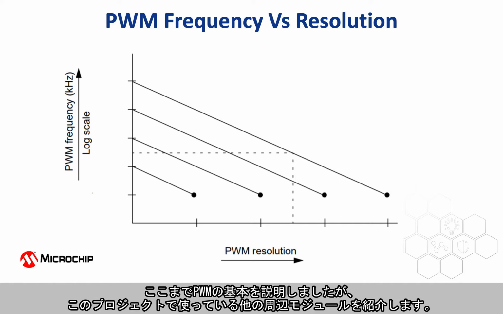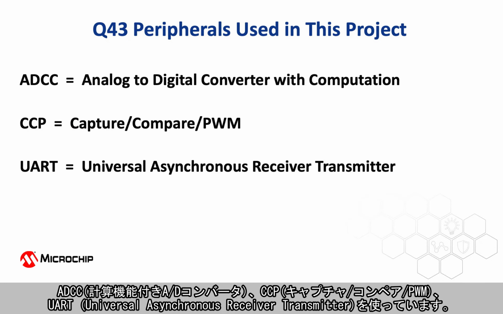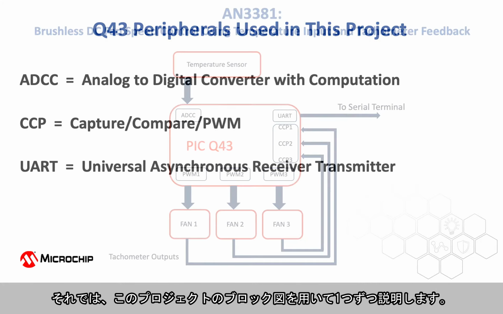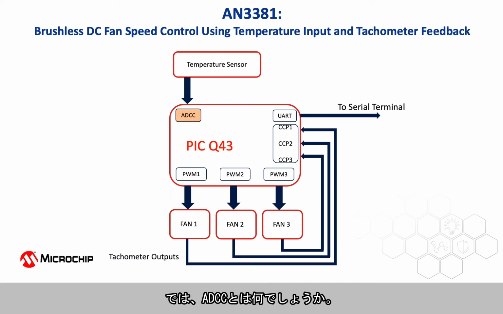So now that we've covered PWM basics, what other peripherals is this project using? It is using ADCC, which is analog to digital converter with computation, CCP, which is compare, capture, PWM, and UART, which is universal asynchronous receiver transmitter. So let's go over them one at a time using a block diagram of this project. So what is the ADCC?